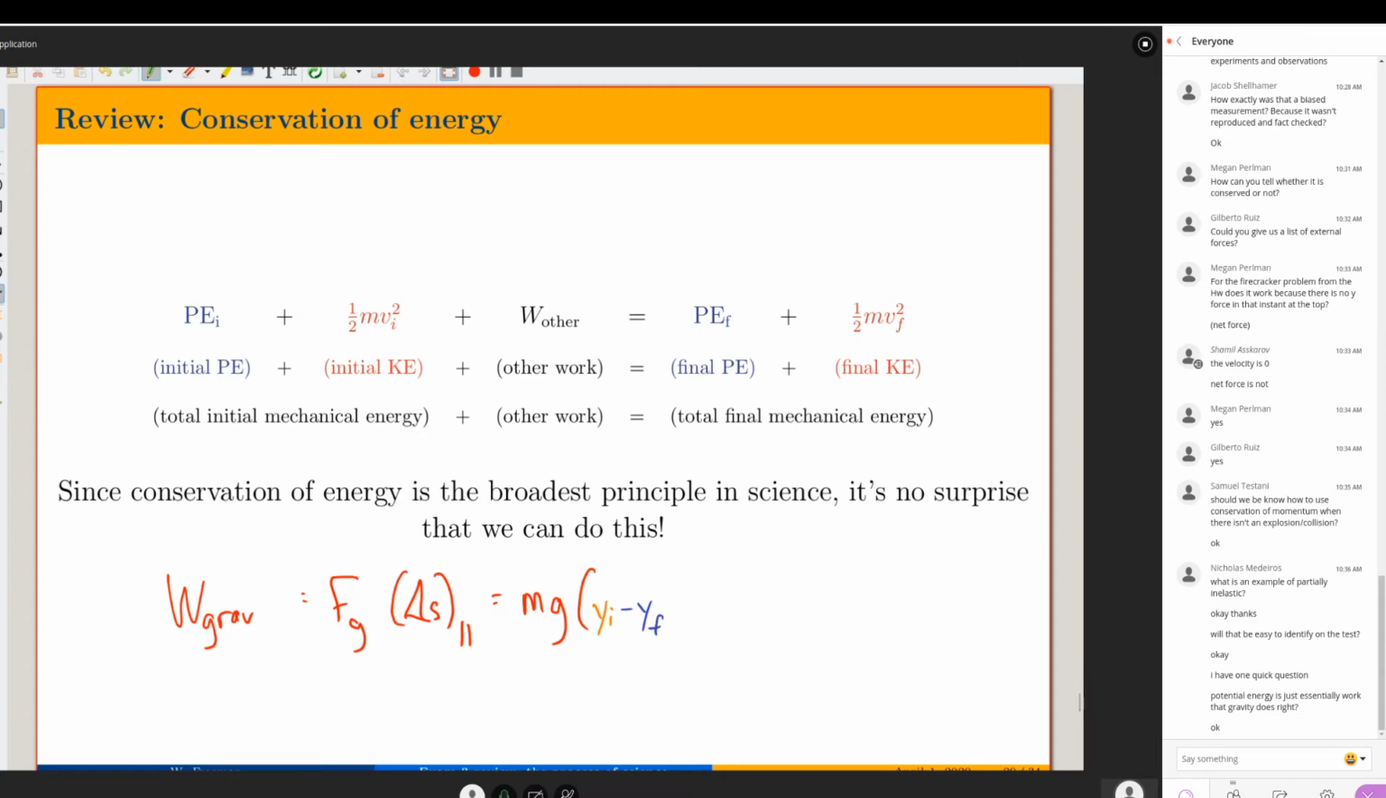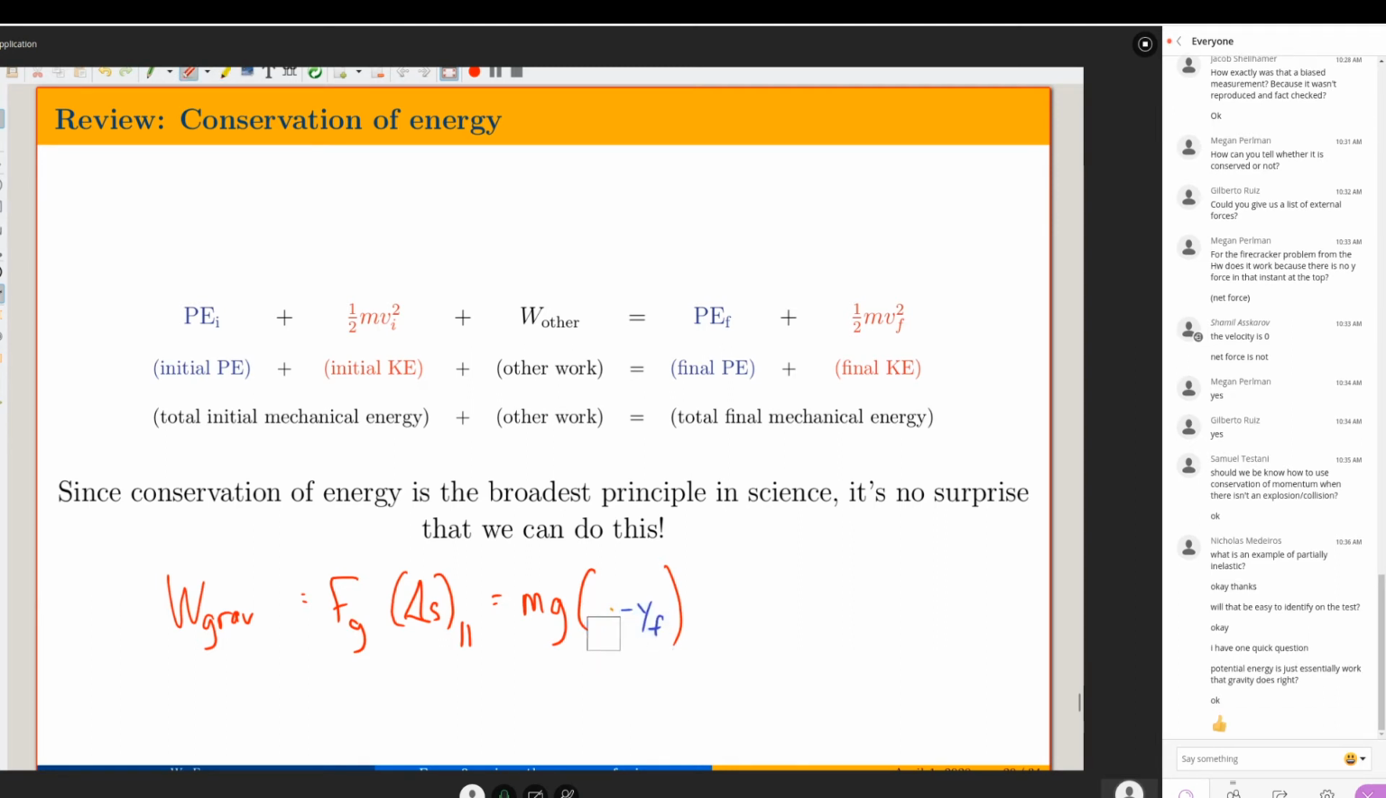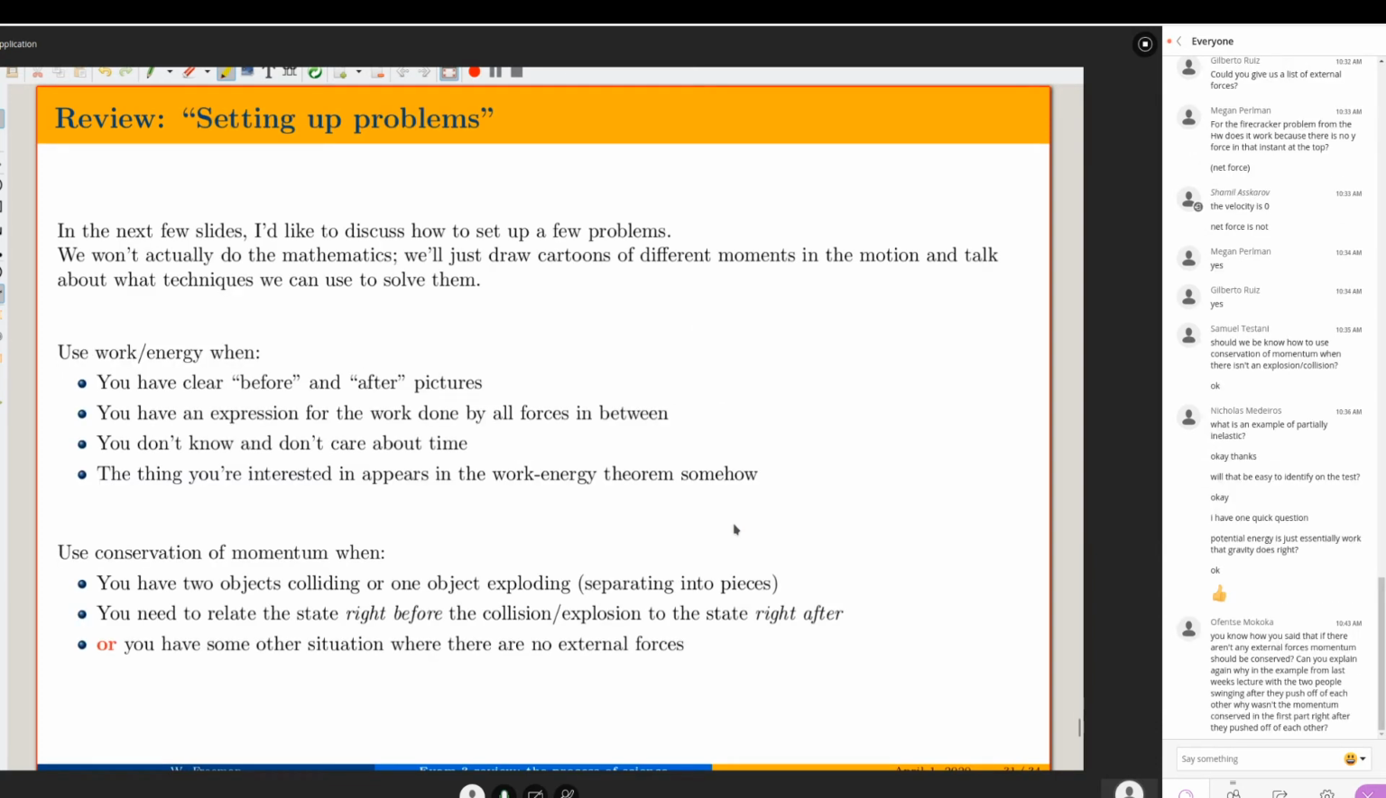But then if I split this term up, this term goes with the initial potential energy, and this term goes with the final potential energy. So yes, you get the same equation regardless of whether you think about the work done by gravity or gravitational potential energy. All right, so I have two problems that I'd like to set up.